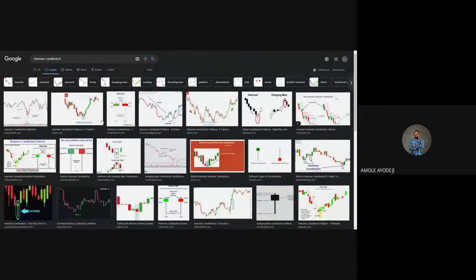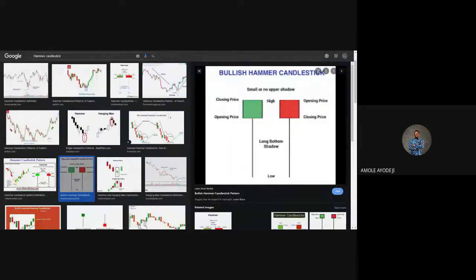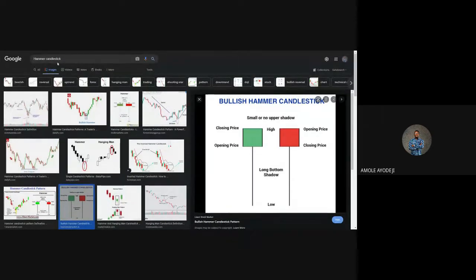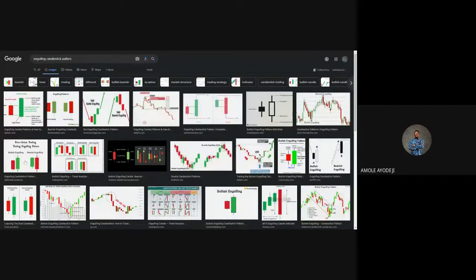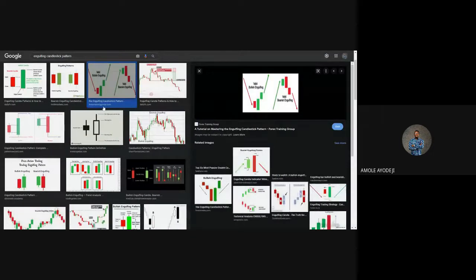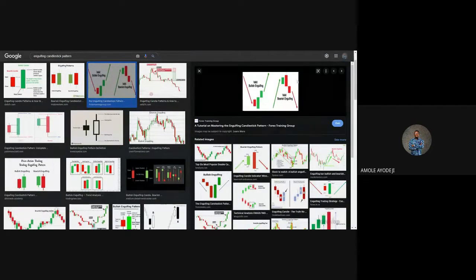Candlestick formation. It's just the opposite of the shooting star. This is the hammer. Can we see it? Can we see this, please? Yes, we can see it. This is the hammer candlestick formation. Then engulfing patterns. I just hope that Google will give me a better one. Okay, I think this is it. Can you all see this?